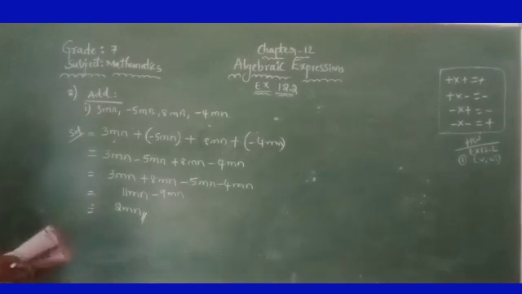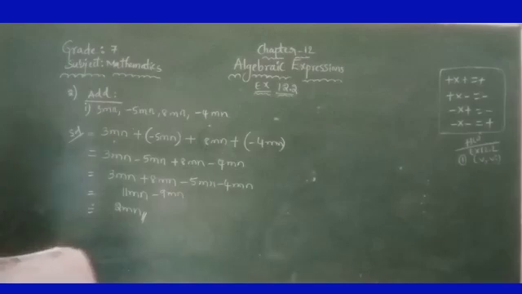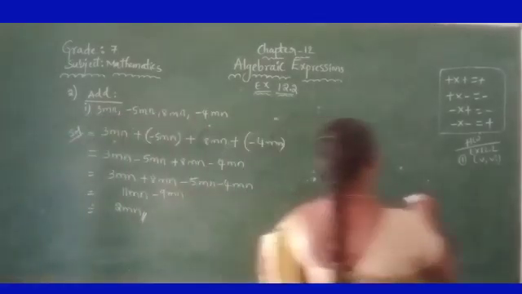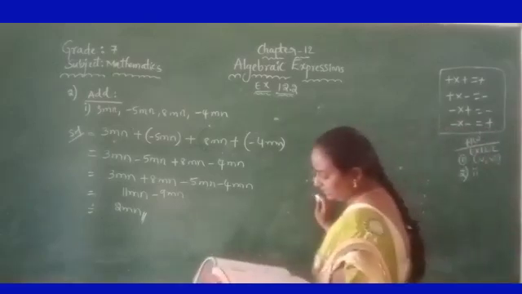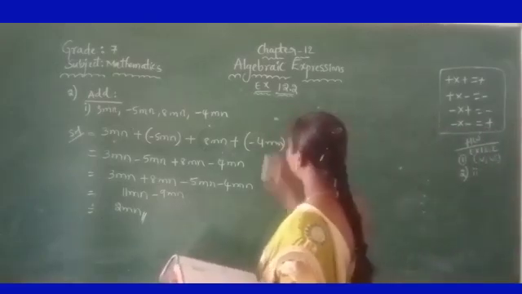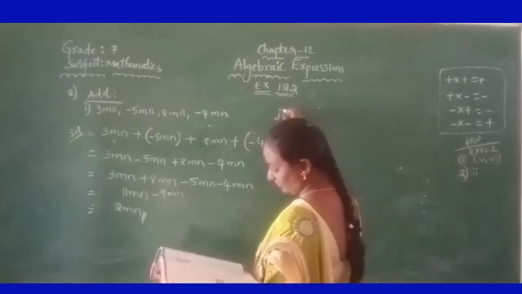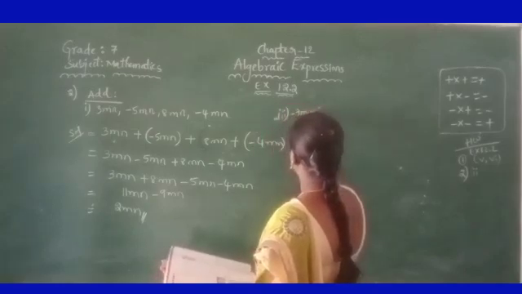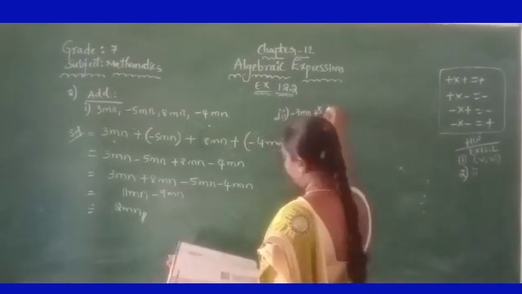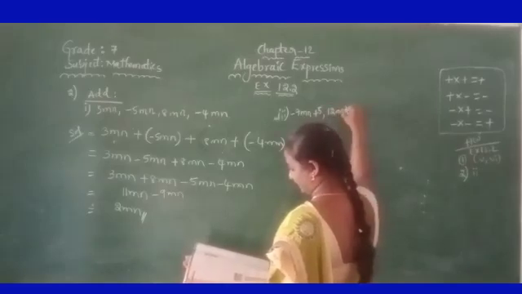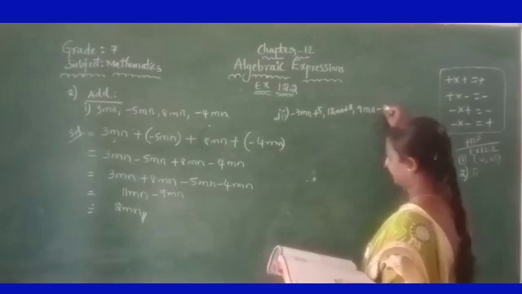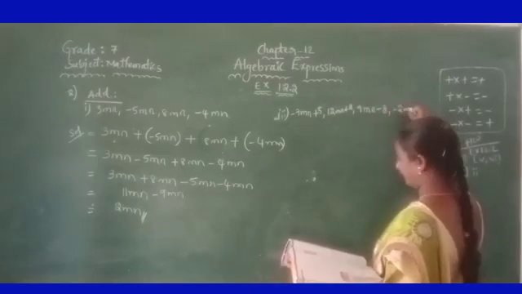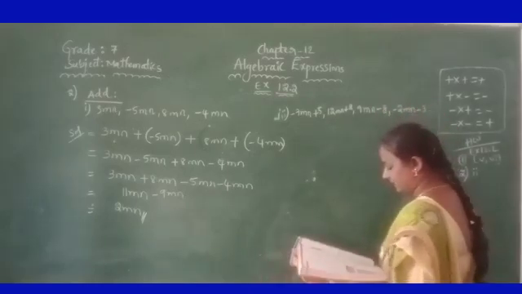Okay, children. So see, next the second one you solve. The second one you solve, very easy. The second one is homework. So the third one I am explaining here. Third one, see, minus 7mn plus 5, 12mn plus 2, 9mn minus 8, minus 2mn minus 3.